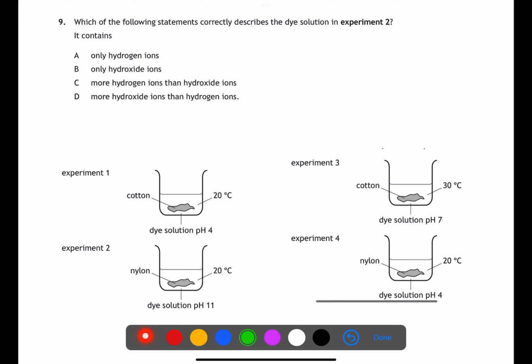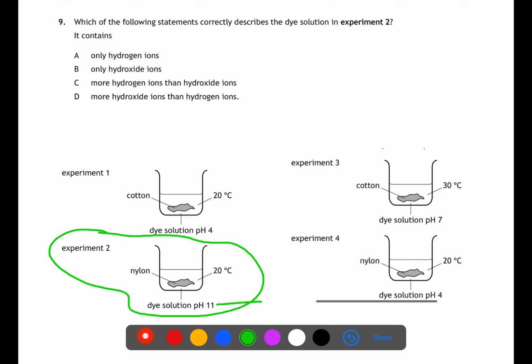For question 9, we have 4 experiments to look at, and we are focusing on experiment 2. All of the statements are to do with hydrogen or hydroxide ions, therefore we should focus on the pH. This is 11, which means it is alkaline. The definition of an alkaline substance has more hydroxide ions than hydrogen ions, D.